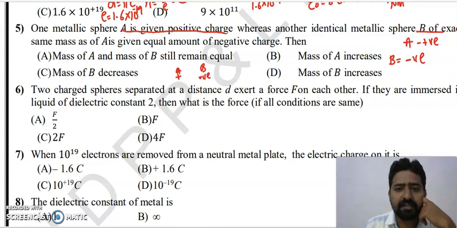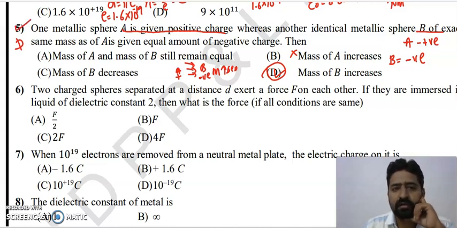So B body is negative, which means more electrons are present, so the electrons are gaining. So as the electrons are gained, the mass increases in B. So mass increases in B, and which option is right? A is not it. Mass in B is what? Increases. That is option D, the right answer for the fifth question.